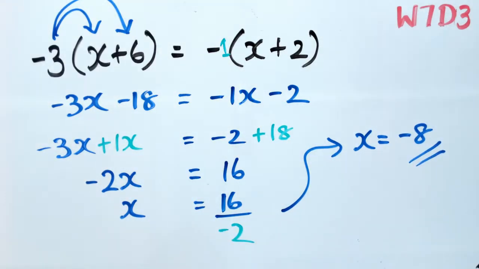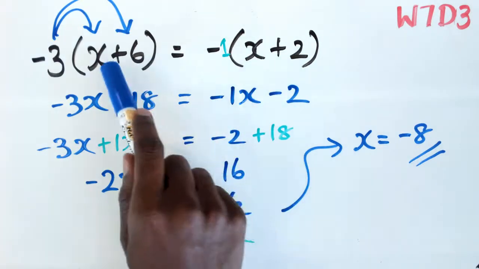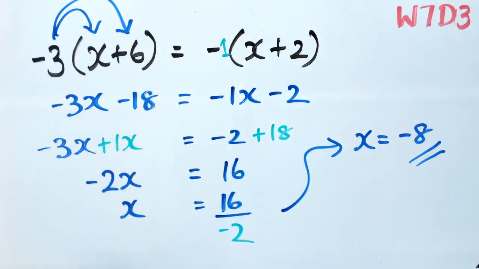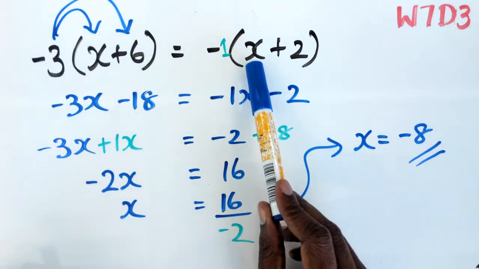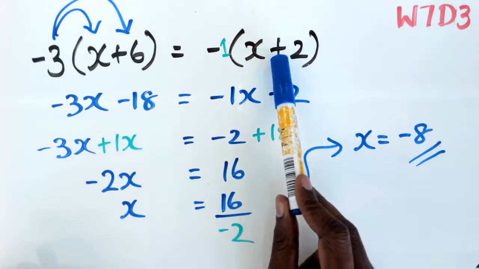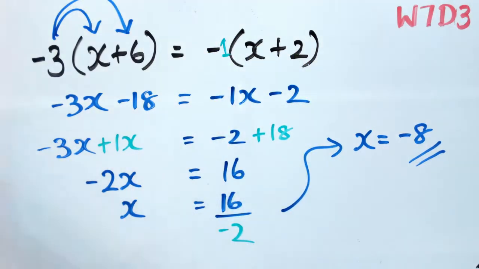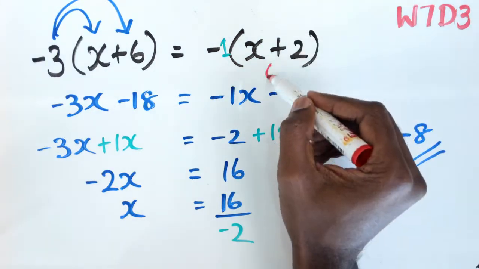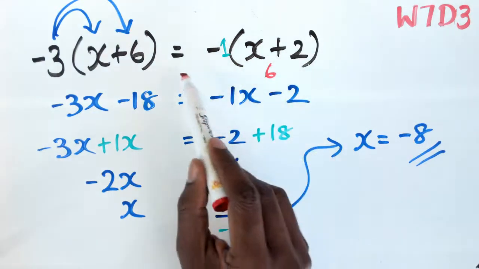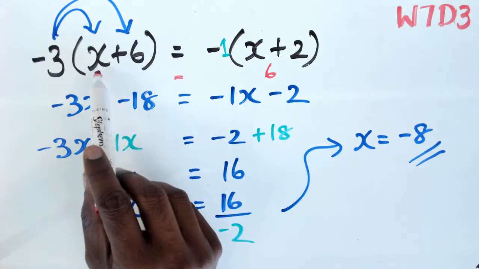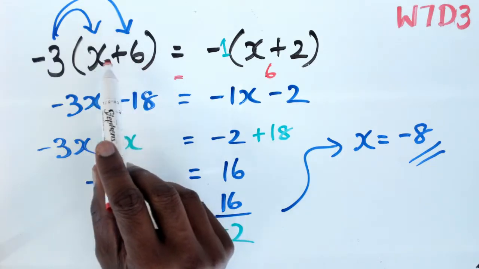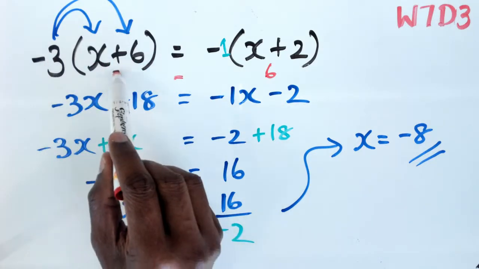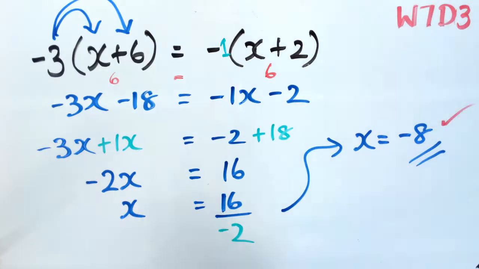And that is basically how you do this question, guys. Now you can actually go back, put negative 8 into these two x's and see if they actually work out. They should, because negative 8 plus 2 is negative 6. Negative 6 times negative 1 is positive 6. So that means I'm getting this side to be positive 6. And then here, if I put negative 8 plus 6 is negative 2. Negative 2 times negative 3 is also positive 6. So that's how I know I get this right.